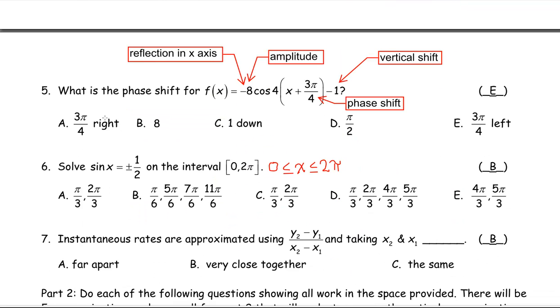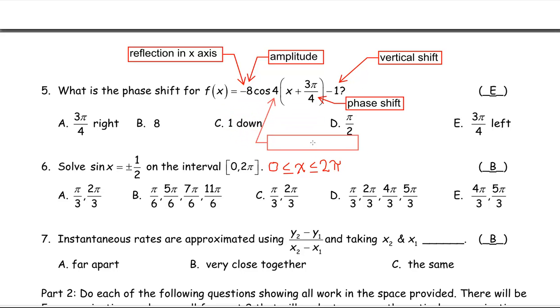Question number 5, you're asked, what's the phase shift for this function? I put a whole bunch of things on here. The number right here, that's the amplitude. The sign here tells you whether there's a reflection of the x-axis. If it's negative, there is a reflection of the x-axis. The vertical translation is this number here. I actually forgot one here, I guess.